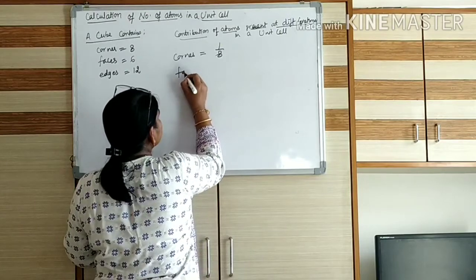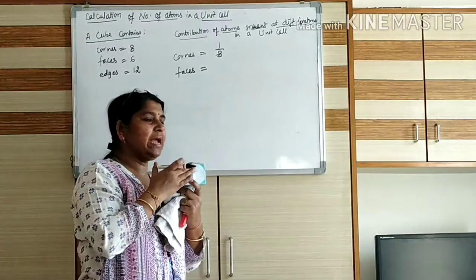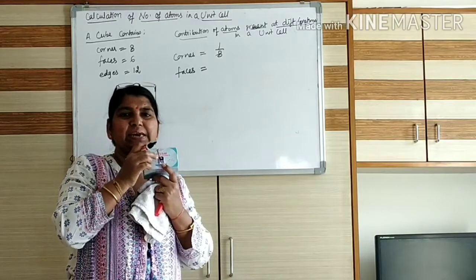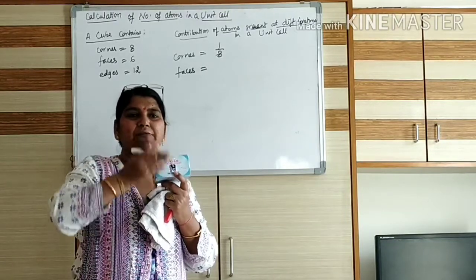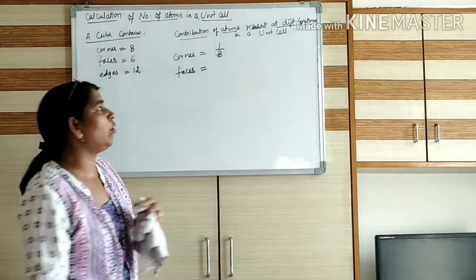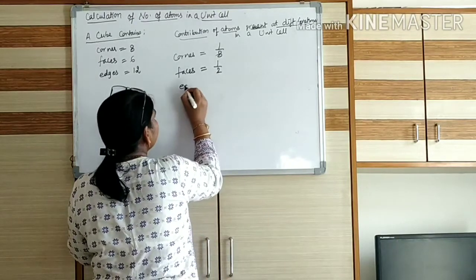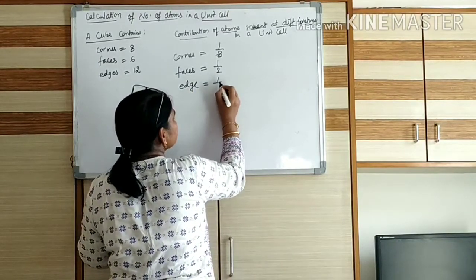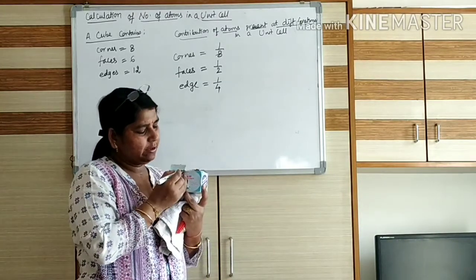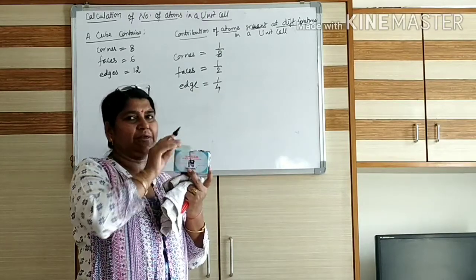Then faces. If any atom is present at the face, suppose here an atom is present. The atom which is present at the center of the face is divided or shared between 2 unit cells. So the particular unit cell will get half, and the one which is present at the edge, it is 1/4. If any atom is present at the edge, it is divided one up, one down, one sideways, both sides.